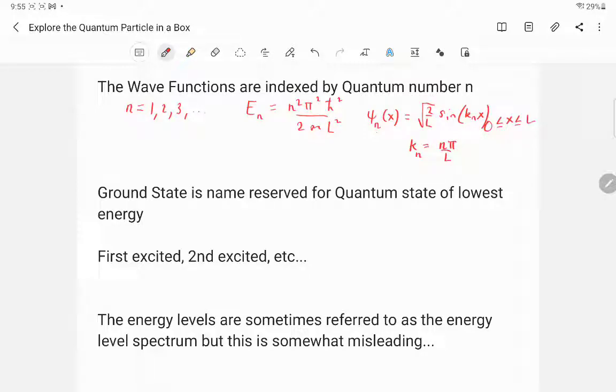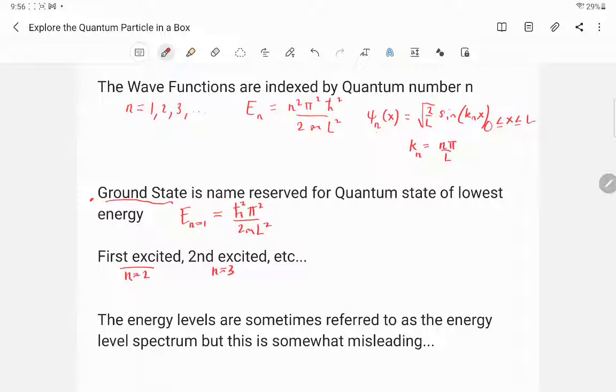Okay, so here are some basics, a bit of vocabulary. The ground state is the name reserved for the quantum state of lowest energy. The ground state energy, in our case, is n equals 1, so it is pi squared h bar squared over 2mL squared. The first excited state is actually not n equals 1, it's n equals 2. It's the first energy above the ground state. And the second excited state is the third energy above the ground state. So it's a matter of naming.